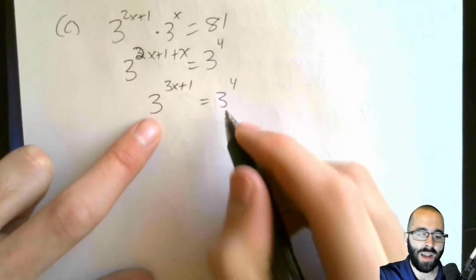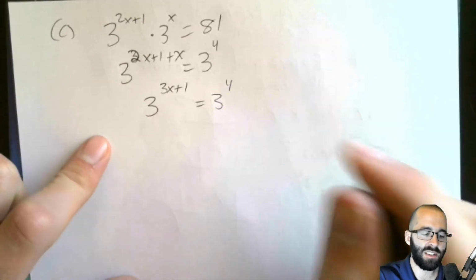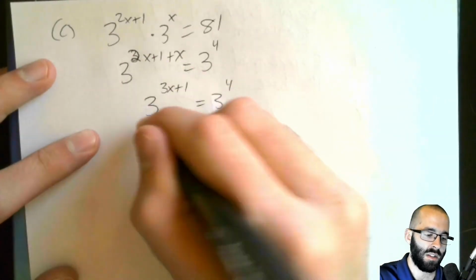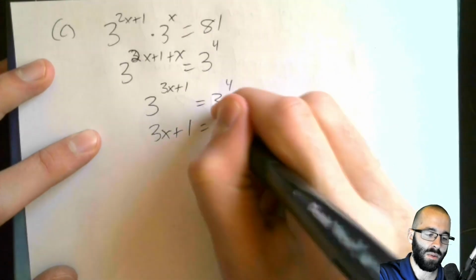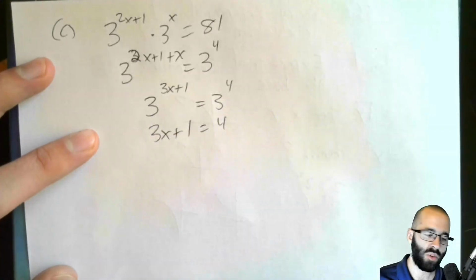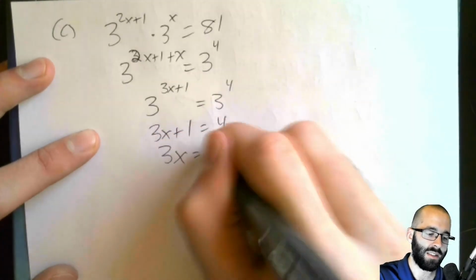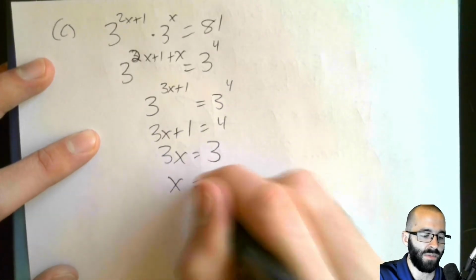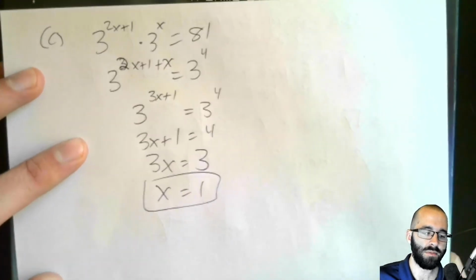And now, since we have two exponential functions equal to each other, their insides must be the same. We get 3x plus 1 has to equal 4. Subtract 1. 3x has to equal 3. Divide by 3. X should equal 1.